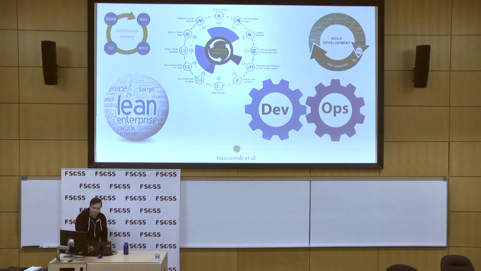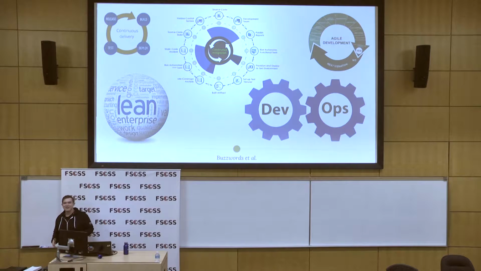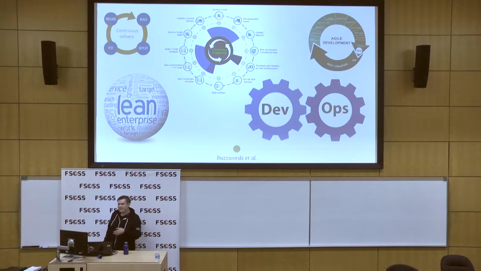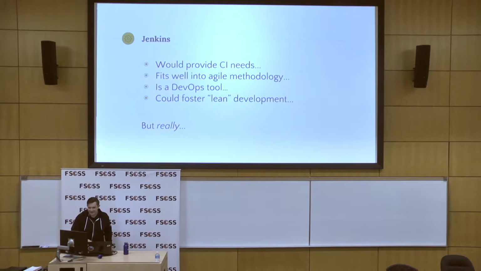So there's a lot of buzzwords going around Jenkins and automation servers and the industry in general. And if you're not deep in it, it can be meaningless to you. So you've got to be agile and you've got to be lean so that you can implement DevOps automation to get continuous integration, continuous deployment, and continuous delivery goals. And all this stuff that involves circles and cogs. But Jenkins would and does provide for continuous integration needs. It does fit well into agile methodologies. It is a DevOps tool, and it could foster lean development.